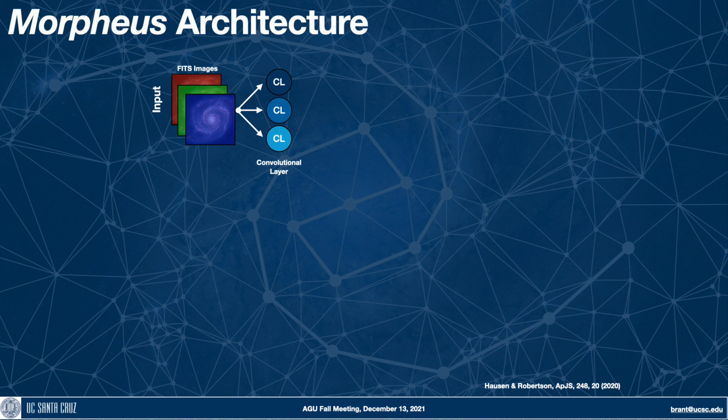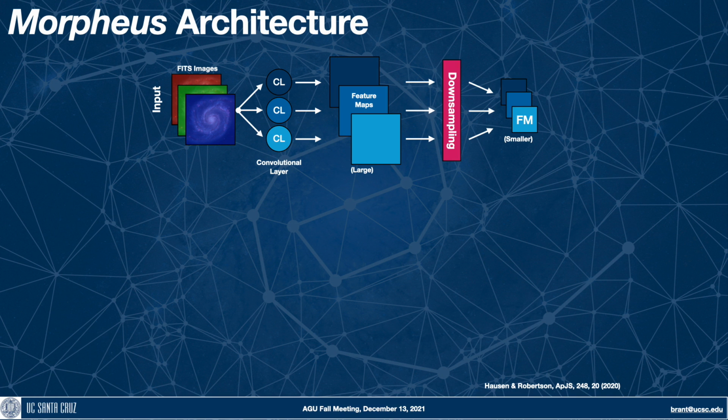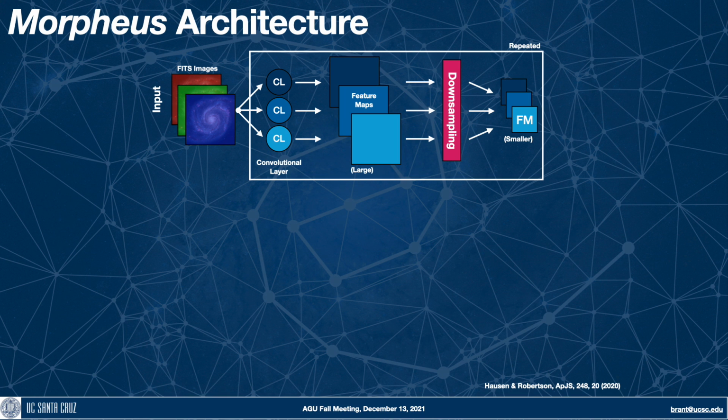Morpheus then applies convolutions to the input images, where the convolution kernels are learned parameters of the model that are optimized during training. The convolutions produce feature maps, which are convolved versions of the input images. The convolutions are padded such that the feature maps are the same dimensions as the input images, with one feature map for each convolutional layer. The feature maps are then downsampled via a pooling operation to provide lower resolution feature maps with smaller image dimensions.